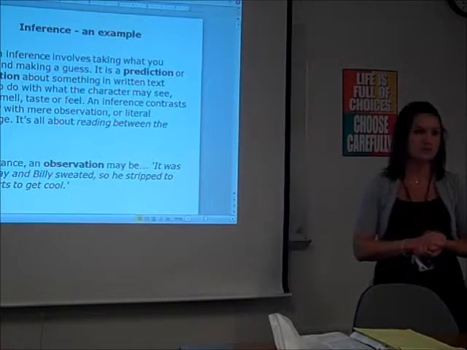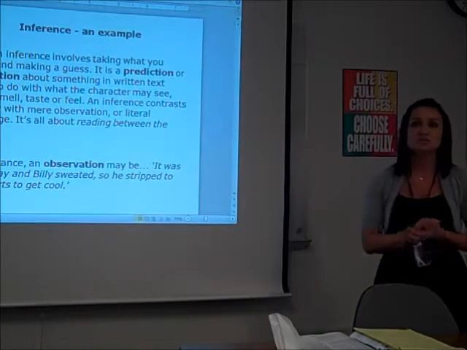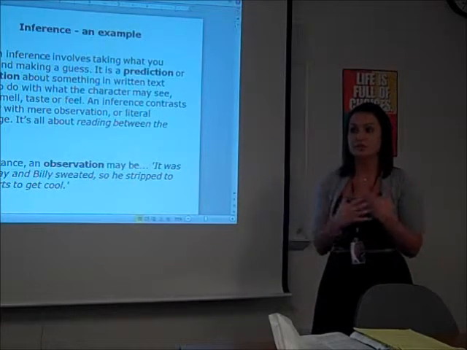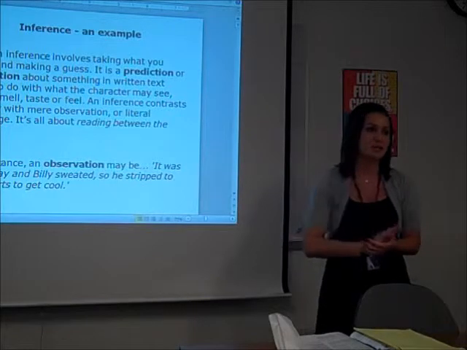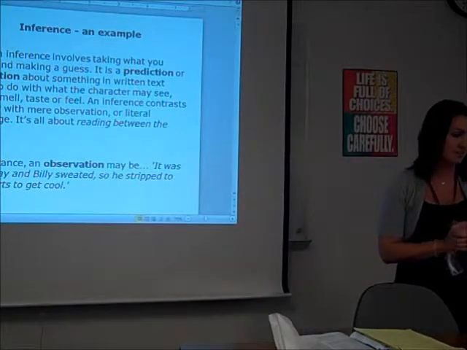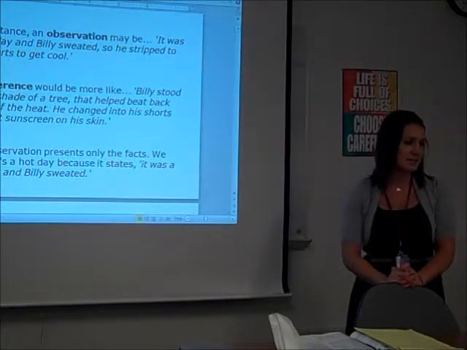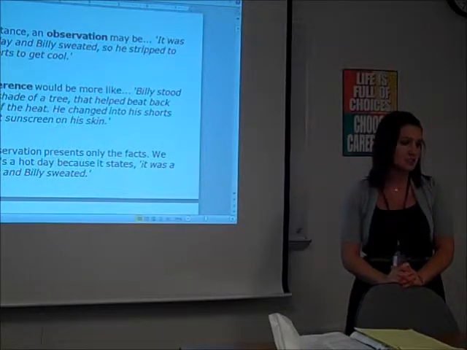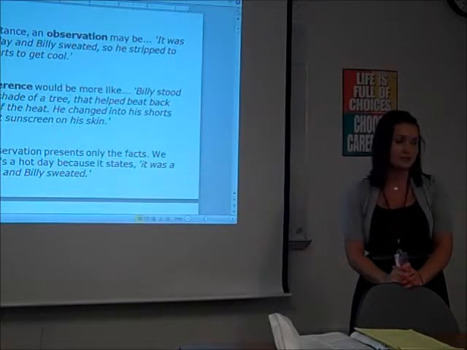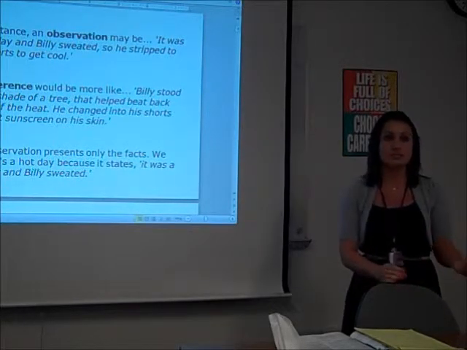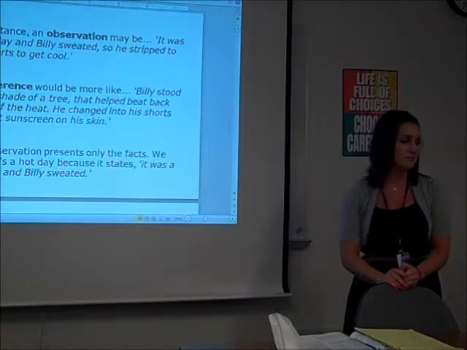Are you guys good at reading between the lines? Yes. Okay. So it's when something's not explicitly stated, but you guess that that's the situation that occurred because of the evidence that you are given. An inference would be more like, Billy stood in the shade of a tree that helped beat back some of the heat. He changed into his shorts and put sunscreen on his skin. So in the observation, we are told that it is a hot day, but in the inference, we get clues that tell us that it is, okay?